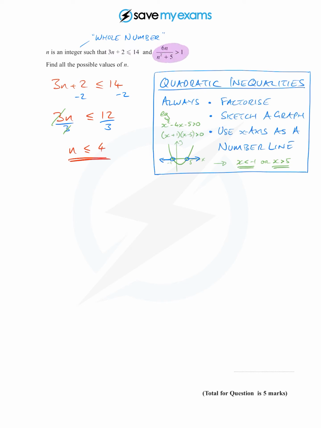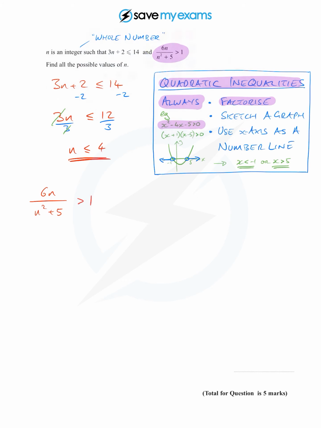This one here, 6n over n squared plus 5 is greater than 1. Now, how are we going to solve that? Well, it's a quadratic inequality, as we've said. So we're going to look in the blue box and see what it says. It says always, which means always. So we always do this. Factorise, well, hang on a second. It's not in the right form to factorise yet, because it's still in this sort of form here. So let's get it into the right form first, and then come back to the blue box.